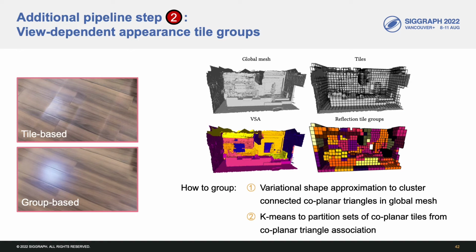To form groups, we look for likely coplanar regions. First, we use variational shape approximation to cluster connected coplanar triangles in the global mesh. Then, given that we want to limit our reflection MLPs to be low capacity, we must bound each region of space that they're responsible for. So we use k-means to group sets of tiles from their coplanar triangle associations.